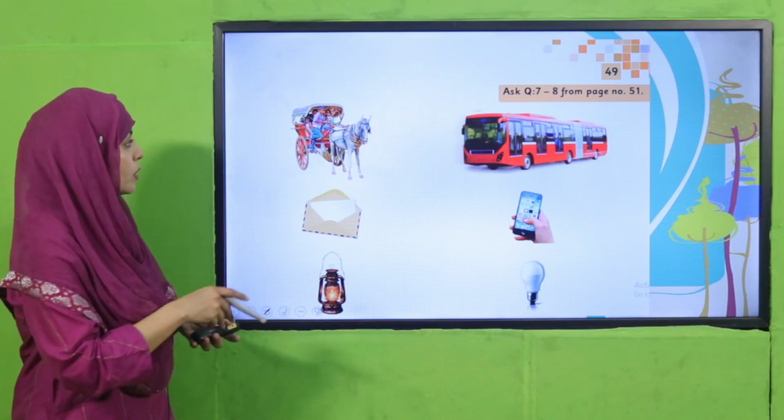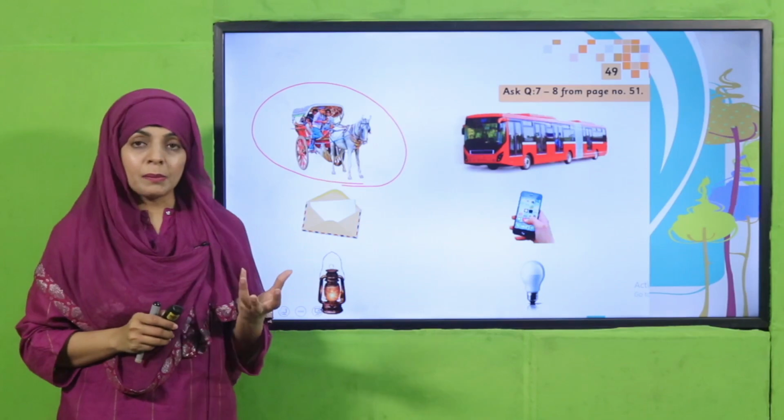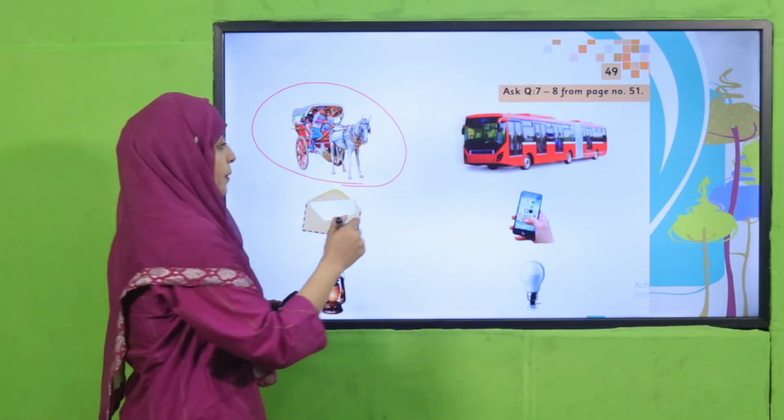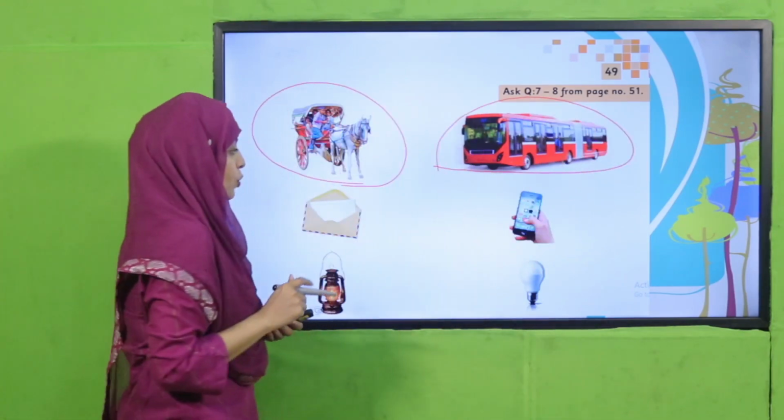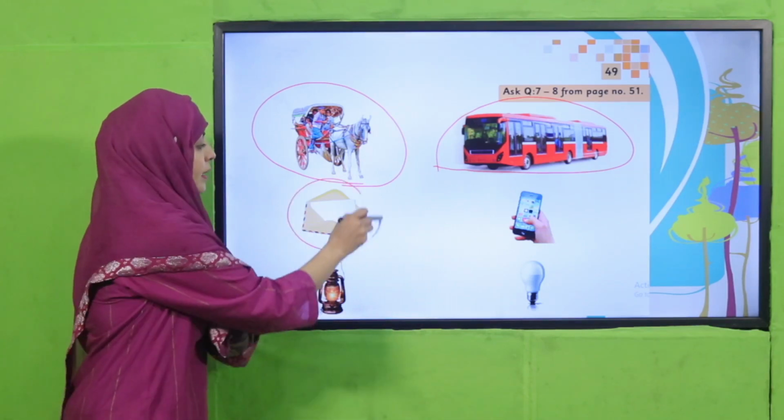Next is transportation system. In older times, people used to transport on animals. And nowadays, there are proper vehicles to carry people from one place to another. In older times, people used to communicate through letter writing.